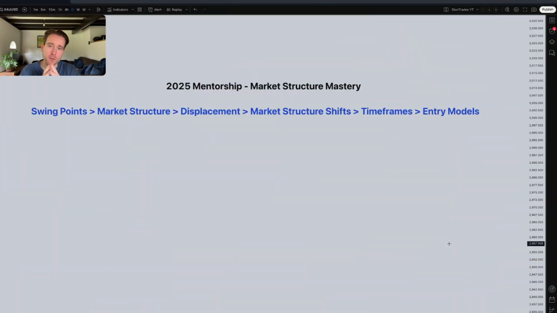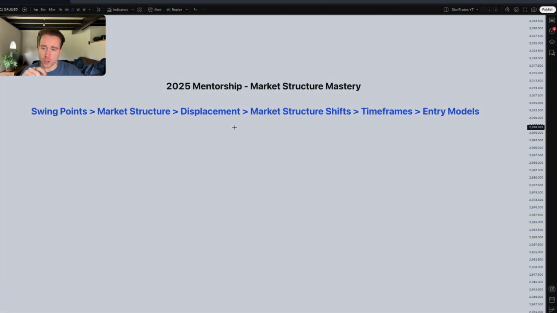Before we dive into market structure mastery, we want to dive deeper into single components and how you can master them. At first, we're going over what swing points are. Building on swing points, we're going over market structure. Then we're going to use displacement to find where price wants to go. Then we're going over market structure shifts and using time frames with them. And on the entire foundation, we're going to look at entry models, how you can enter using this foundation.